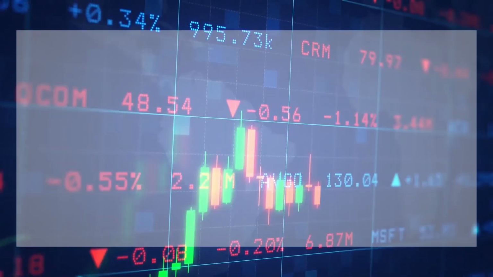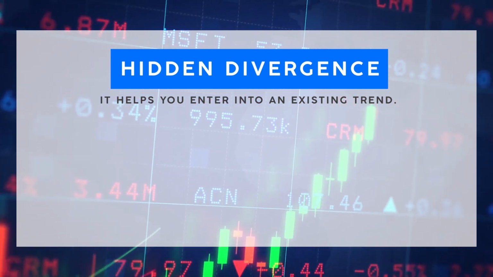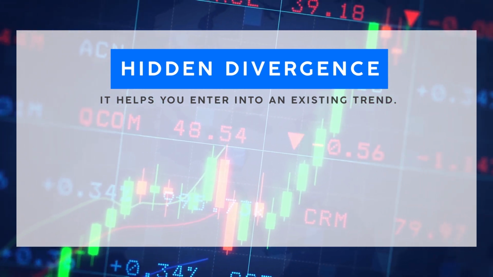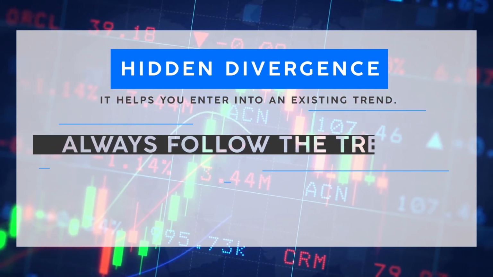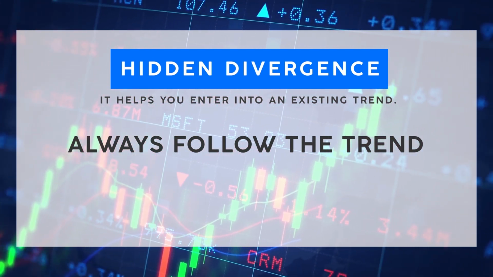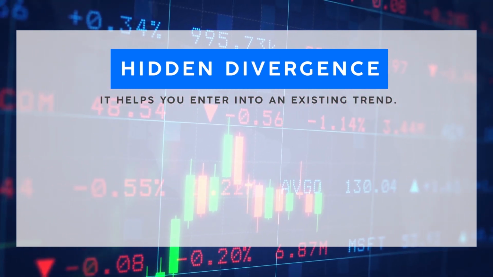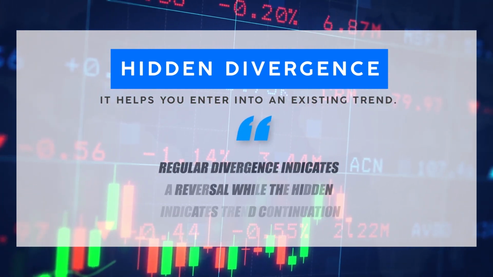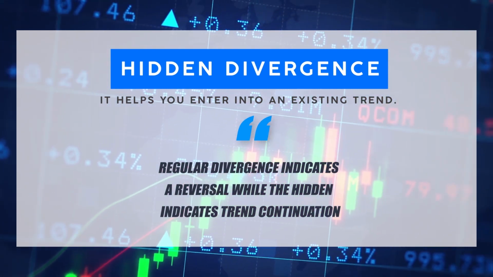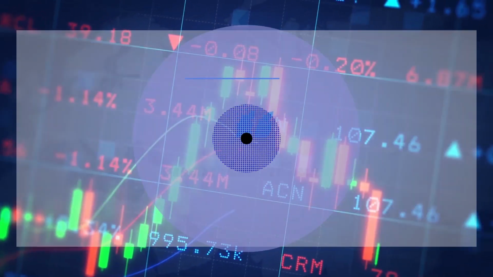Moving on, I want to explain what a hidden divergence is. It is my personal favorite because it helps you enter into an existing trend. And you should know that the easy money always comes from following the trend, not against it. So keep watching because hidden divergence will really help you. The main difference between a regular divergence and a hidden one is that the regular divergence indicates a reversal, while the hidden one indicates a trend continuation.